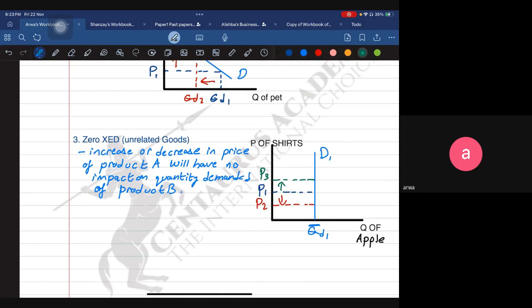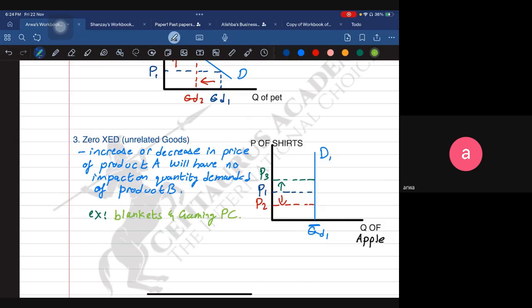So for example, you have to give me something different from this. If the price of, for example, blankets was going to change, how will that affect the quantity of a gaming PC? There's no correlation basically between the two. Blankets and gaming PC. Right. Good.